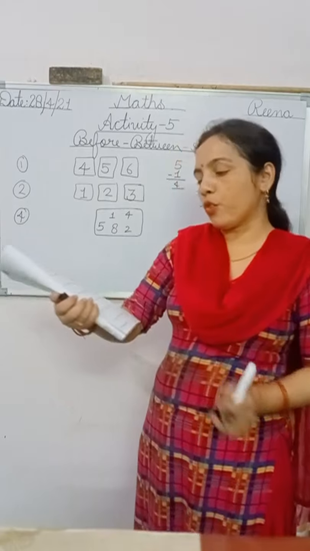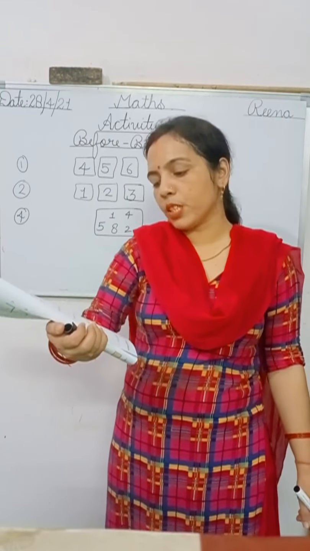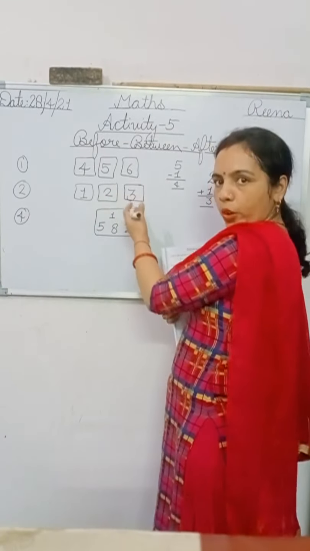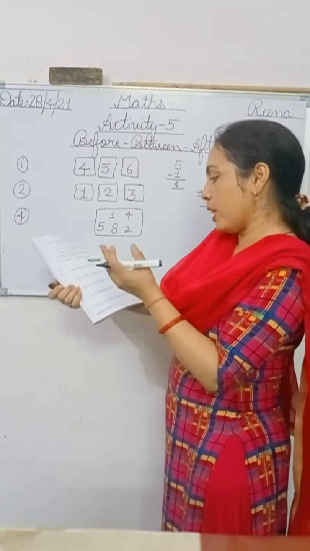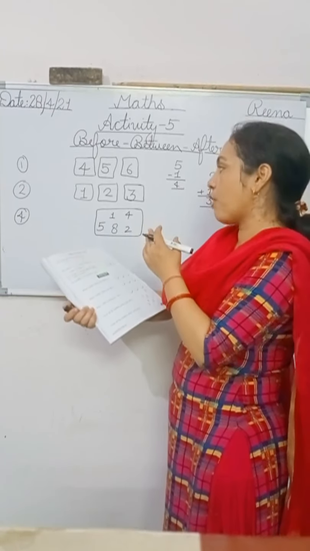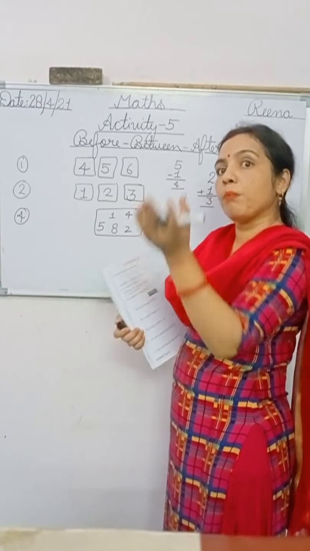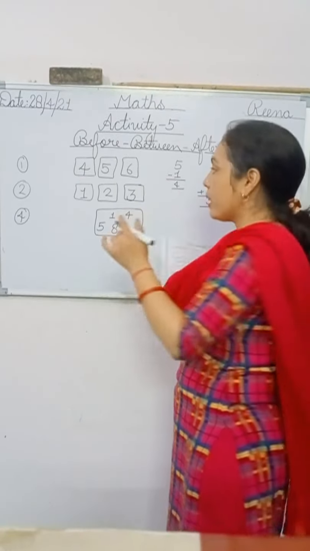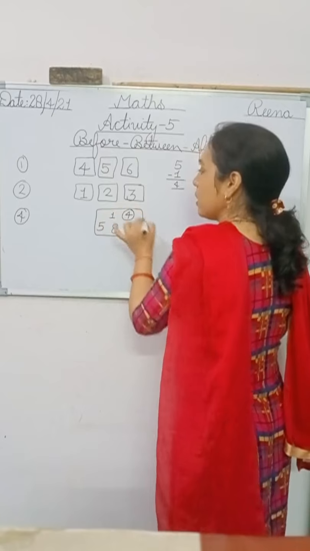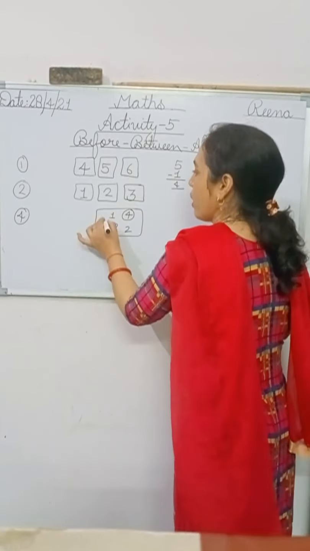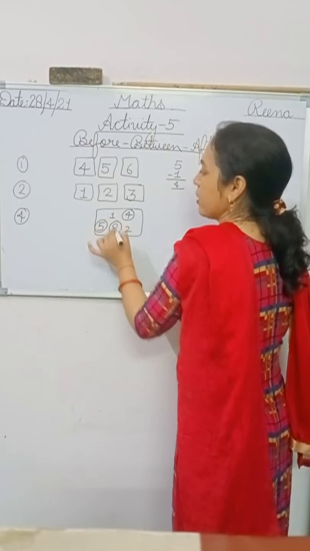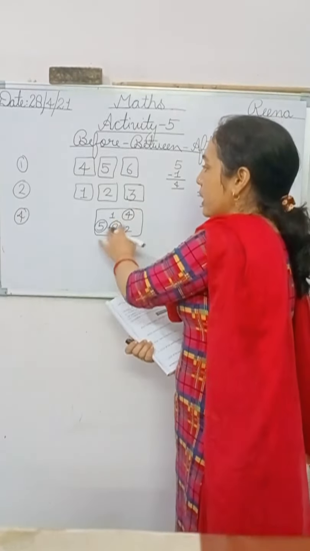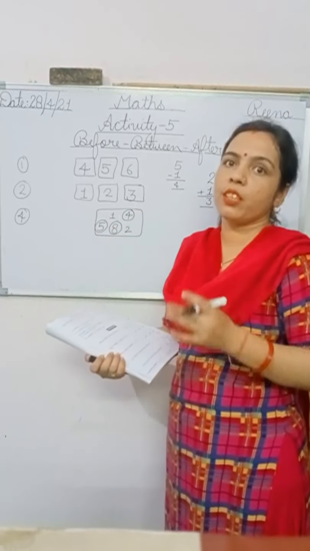Now question number 4 is circle all the numbers which come after 3. You have been given some numbers. Now you circle the numbers that come after 3. That means you have to circle all the numbers that come after 3. Then 4 is the number just after 3, then 5 and 8. Now circle numbers 4, 5 and 8. These numbers come after 3.